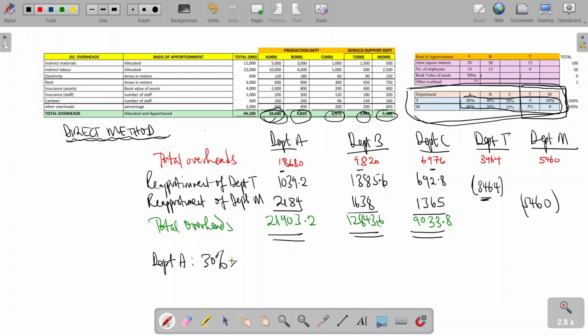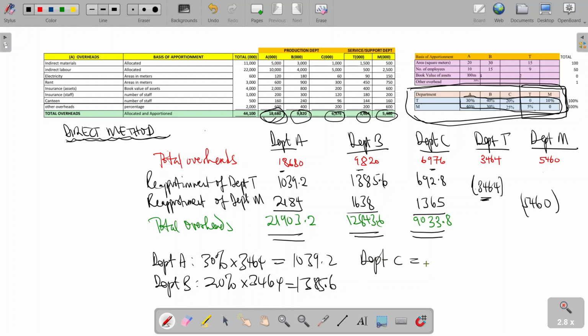So we are going to do 30% times 3464, okay? And that should give us 1039.2. Now, when you come to Department B, it should be 40% times 3464, and that will give us 1385.6. Then when we go to Department C, C is going to be 20% times 3464. That is giving us 692.8. You get it? Okay. So those are the answers that we have here.